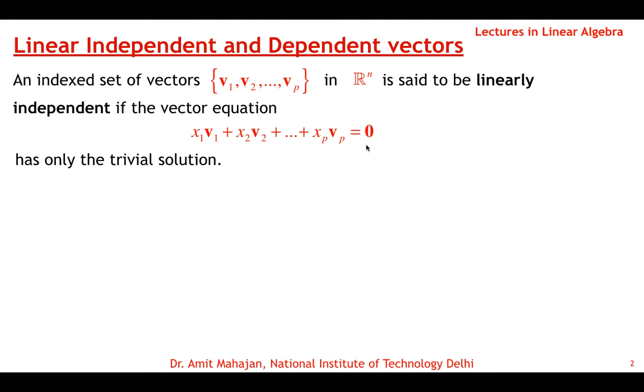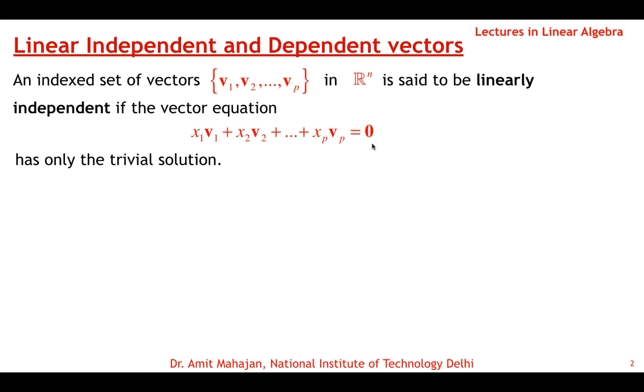You can see that this vector equation is basically a homogeneous system of equations, with v1, v2, vp in Rn. So each vector has n elements. It's a system of equations and it is homogeneous. And for a homogeneous system, either you have a unique solution which is the trivial solution, or you have infinitely many solutions, and the system is always consistent.